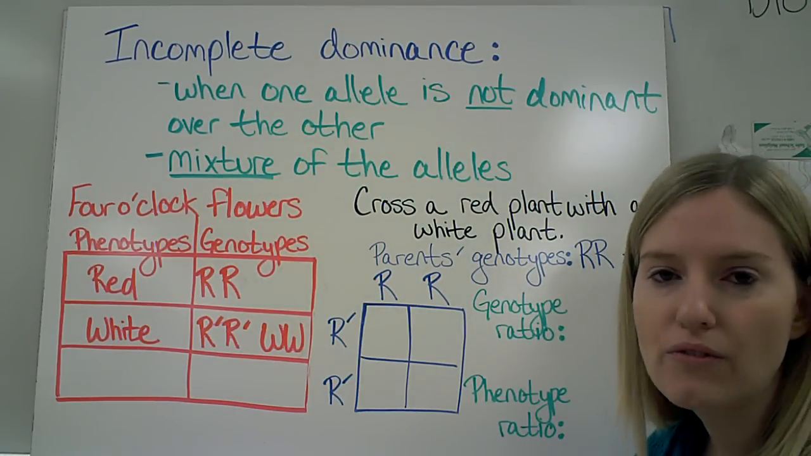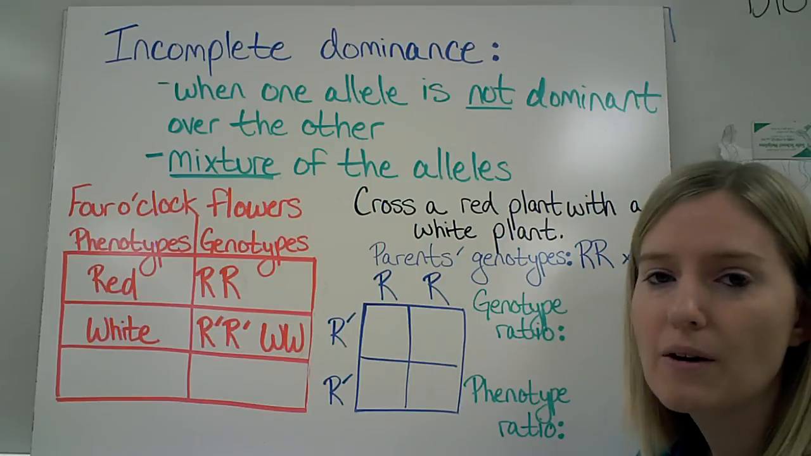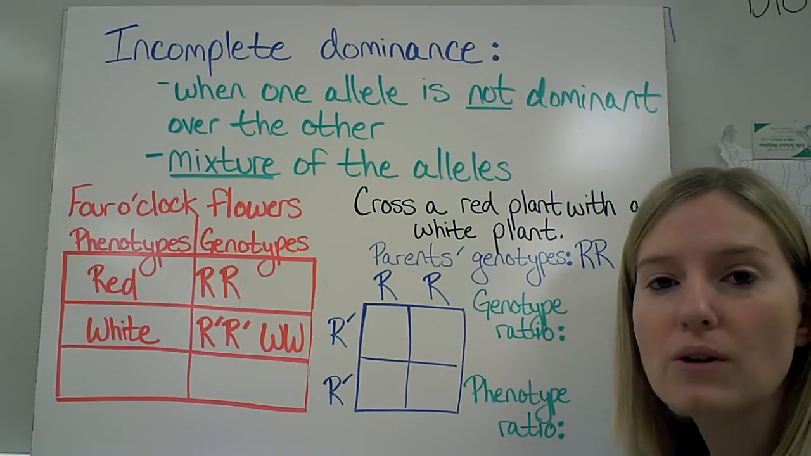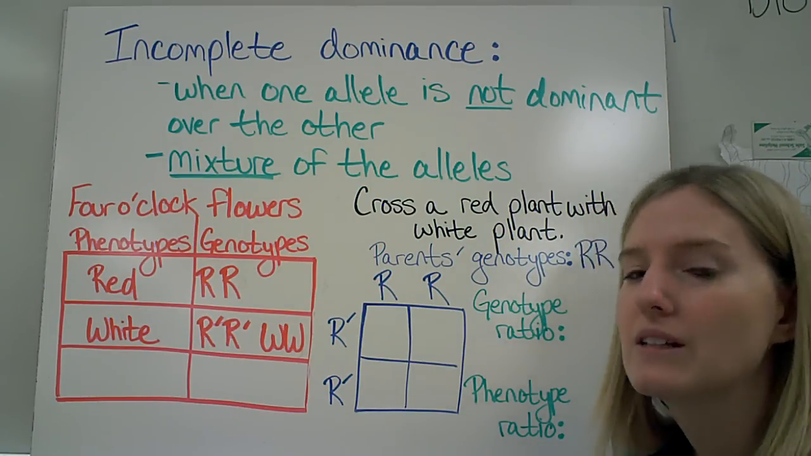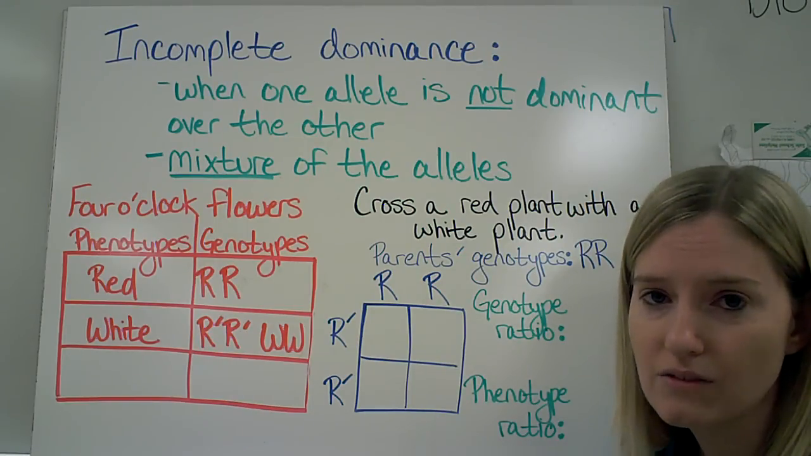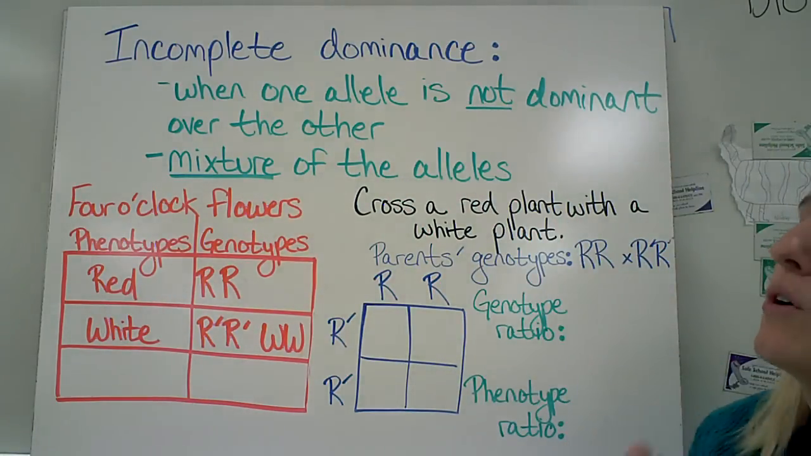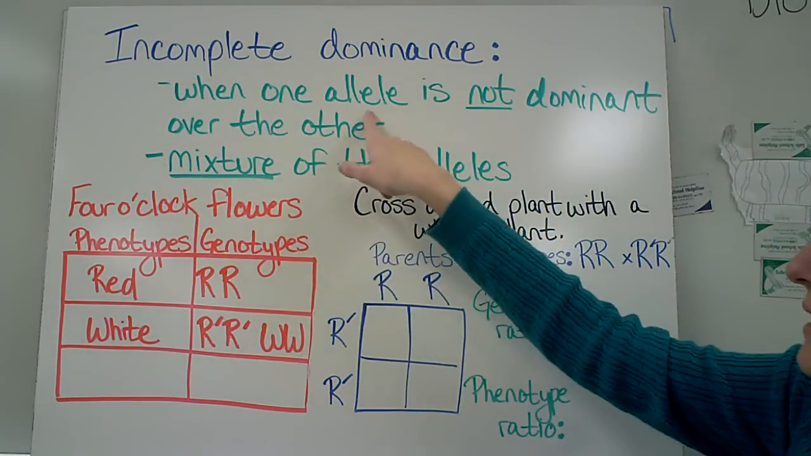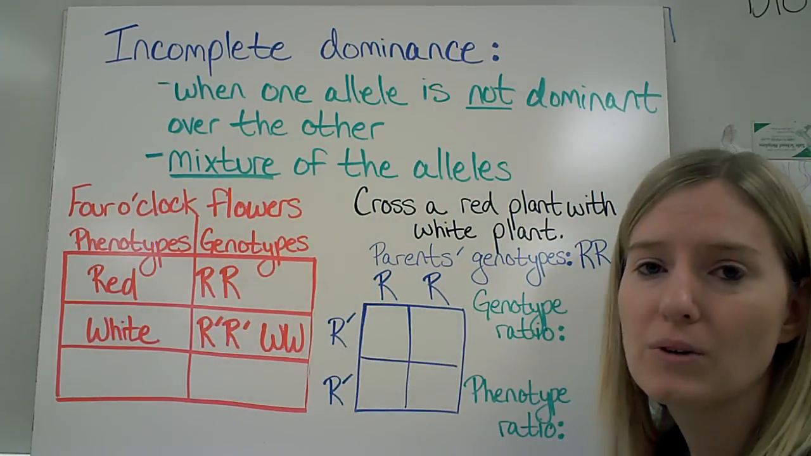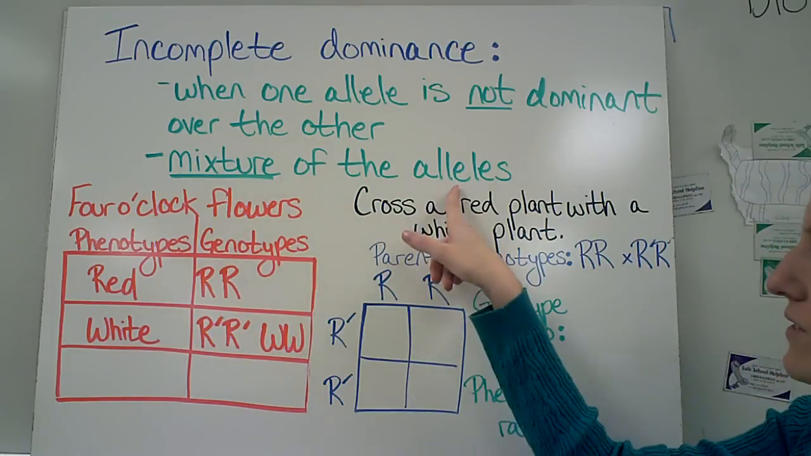Okay, so far we've looked at monohybrid crosses and dihybrid crosses. Now we're going to add something a little different. It's called incomplete dominance. So far we've talked about the capital letters being the dominant alleles and the lowercase letters being the recessive alleles. In incomplete dominance, one allele is not dominant over the other. So what does that mean? That means we're going to get a mixture of the alleles.